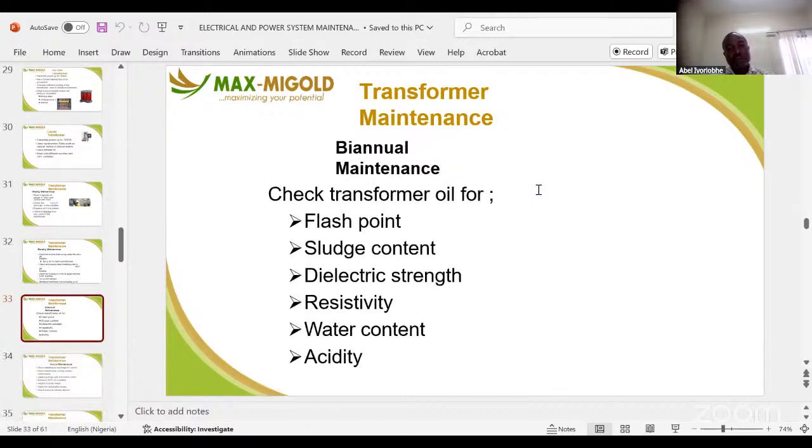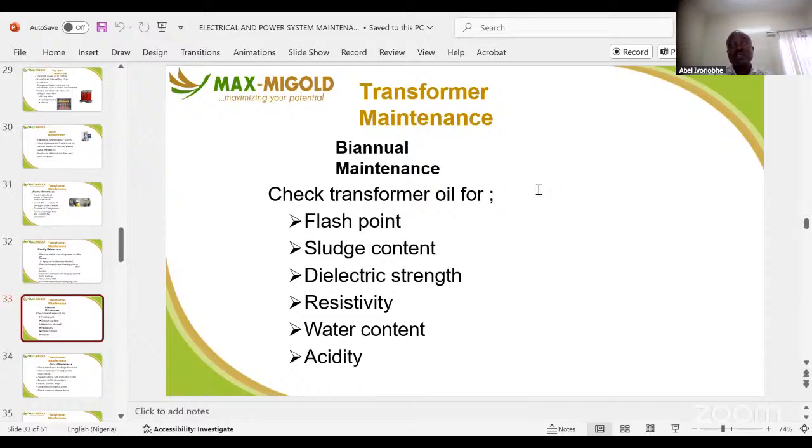So we have biannual maintenance. These are what you do. People may say, do we need to service the transformer? Yes. If it is not needed, the manufacturers will not tell us to do it. We are not the manufacturer. We only use it. So for you to have long-lasting equipment, you must carry out servicing of your transformer.